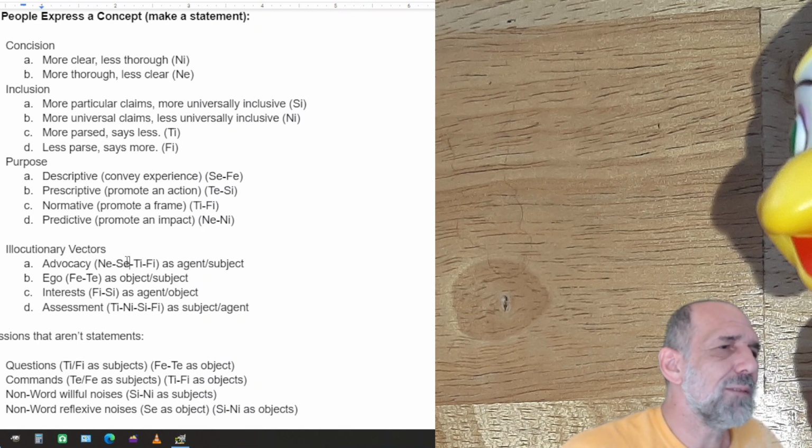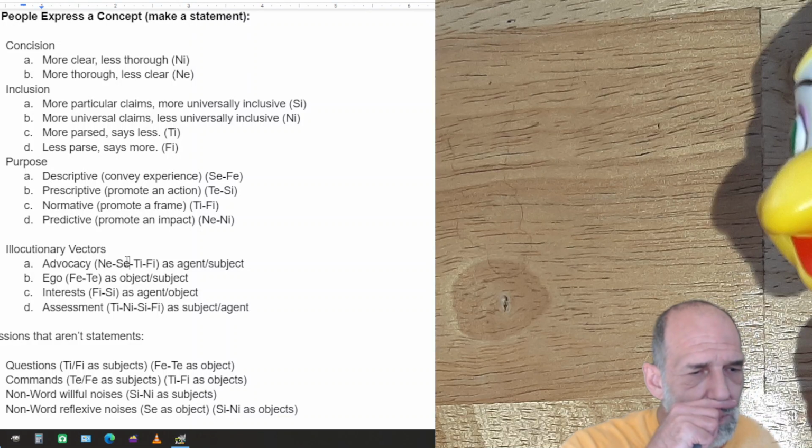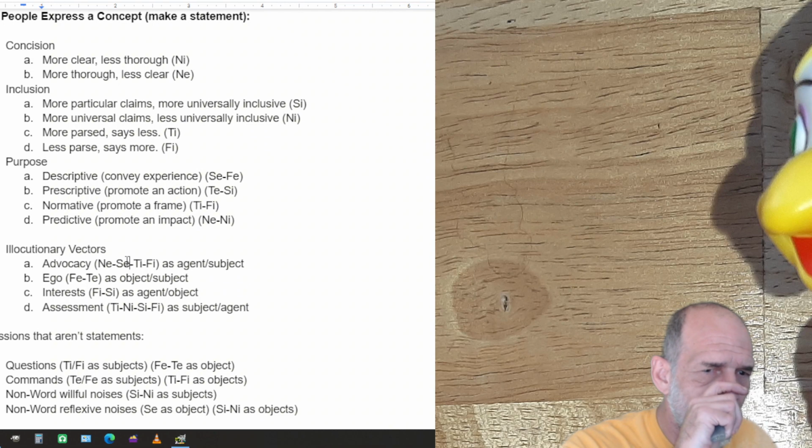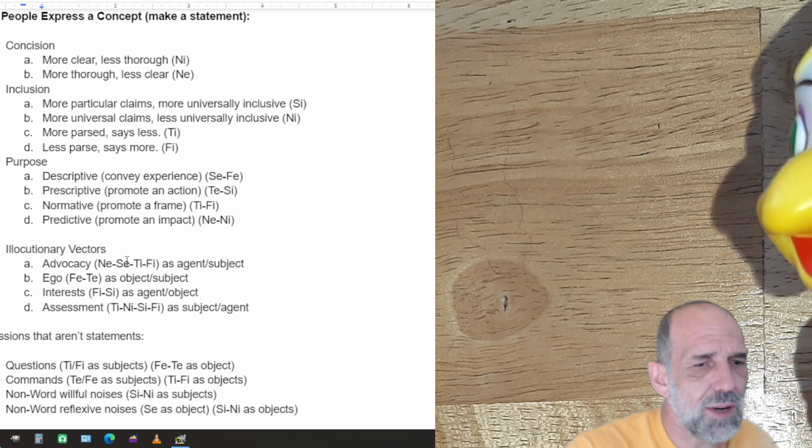For questions, FE and TE, you're the object. In other words, FETE people ask questions because they either want to encourage the other person to talk and feel comfortable, or because they're trying to find some specific information that will link to a problem. FITI people, when they ask questions, they're trying to determine the legitimacy of what you're saying or who you are.